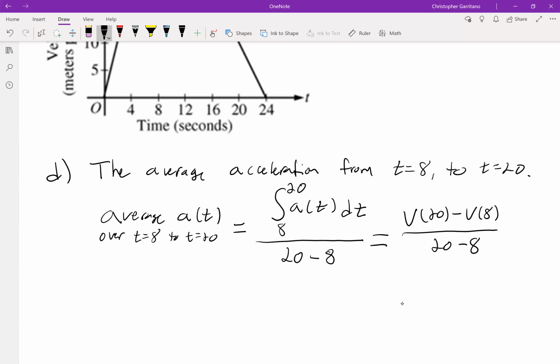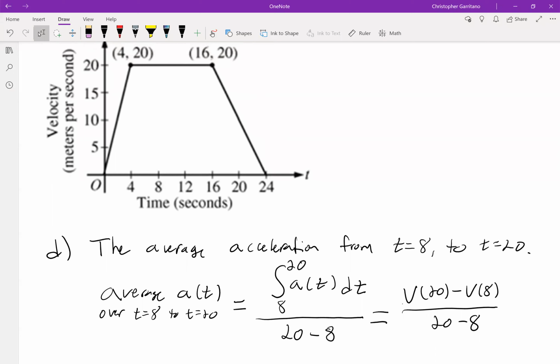If we look at the velocity graph, this is just a slope. The numerator is a change in y, the denominator is a change in x. So I'm going to identify those points. Here's the first point. This is the point 8, 20. And I need to identify this other point. I know the x coordinate of this point is 20. I don't quite know the y coordinate yet.